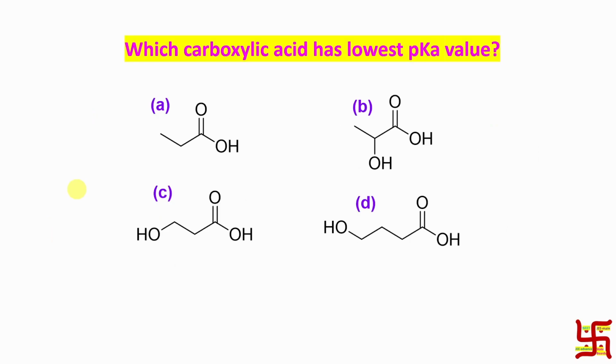So what is the answer of today's discussion? Option B, lactic acid, is the strongest acid. That's why it has the lowest pKa value.